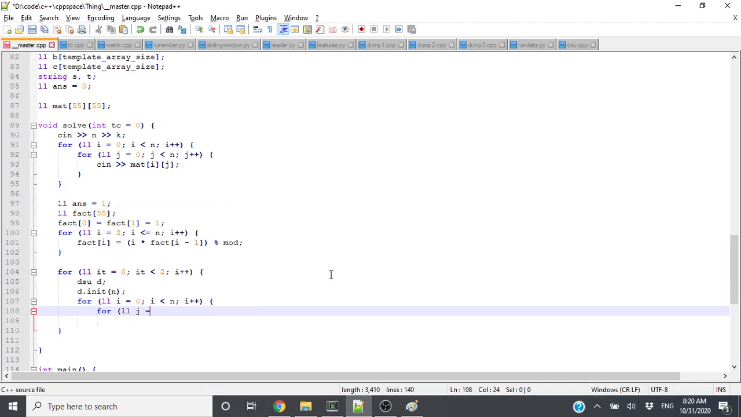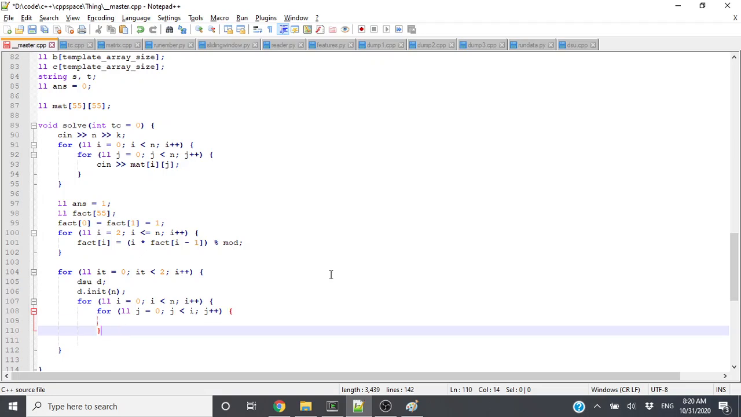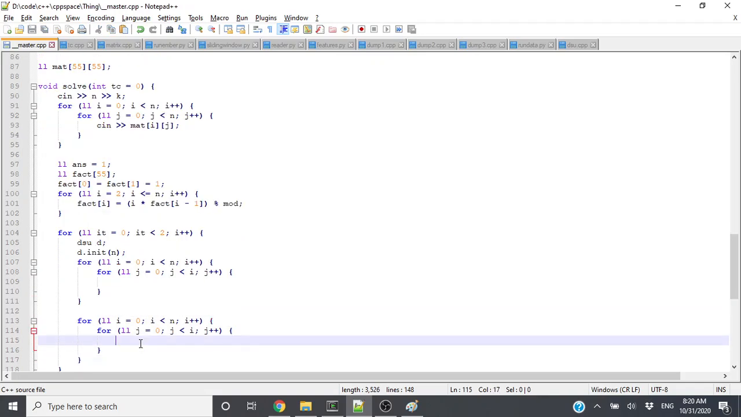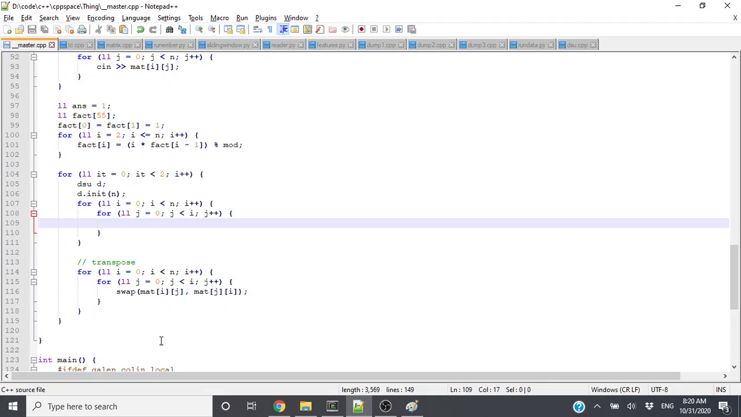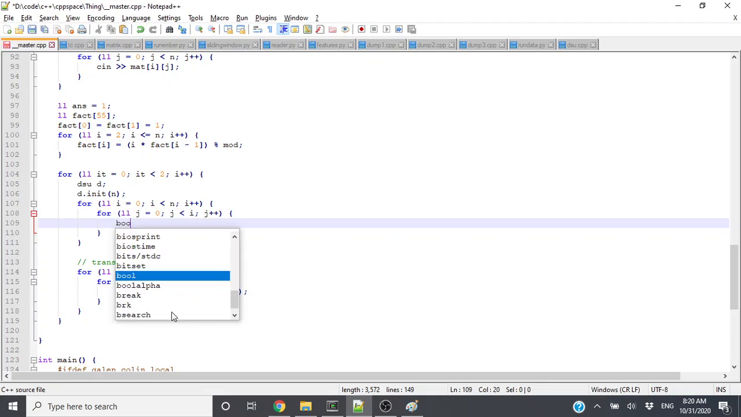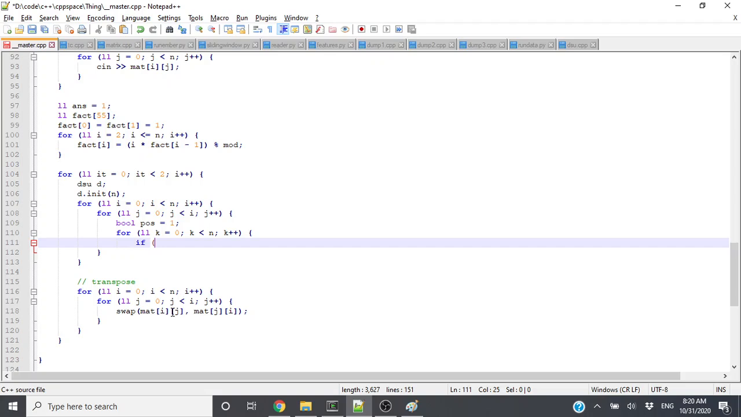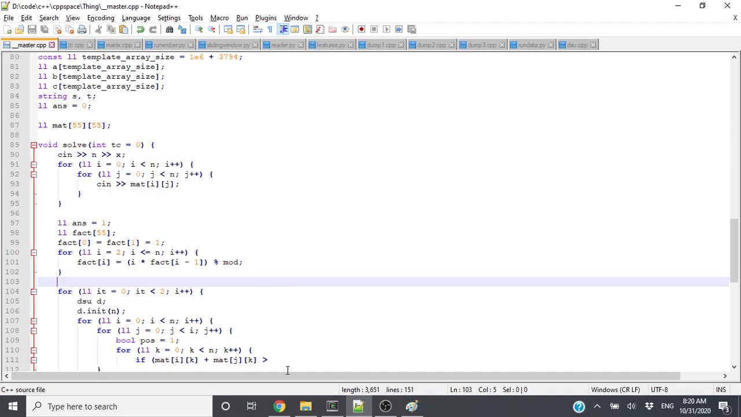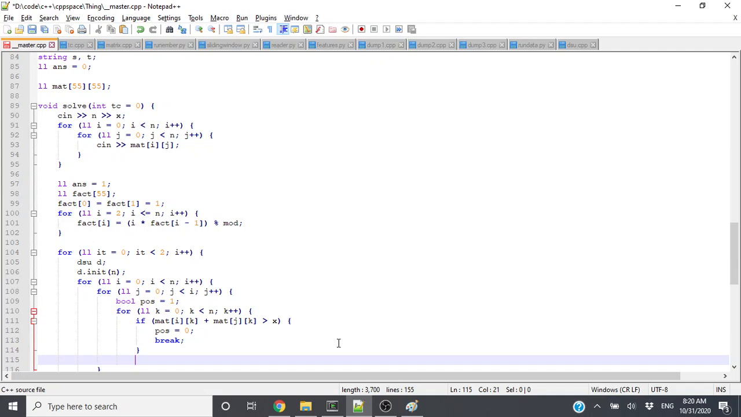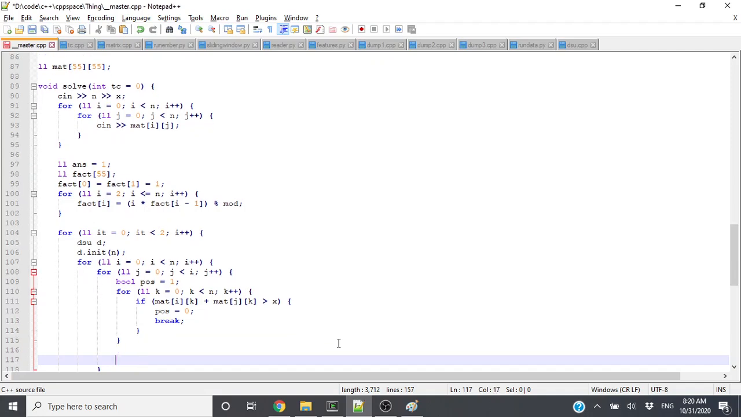So let's see. For LL j equals 0, j is less than i, j plus plus. I'm going to duplicate this. This is a trick. It basically transposes the matrix so we can use the same code to deal with both rows and columns at the same time. Okay, now just assuming we're dealing with rows here. So if mat ik plus mat jk is greater than x, pause equals 0, break. If pause, d dot edge ij.